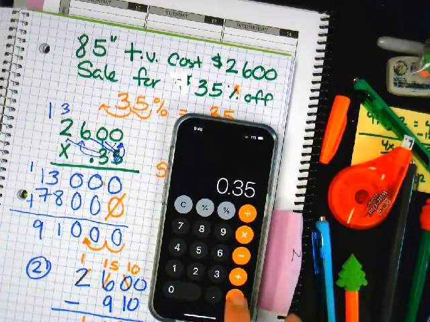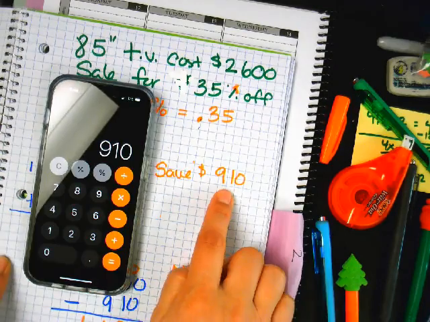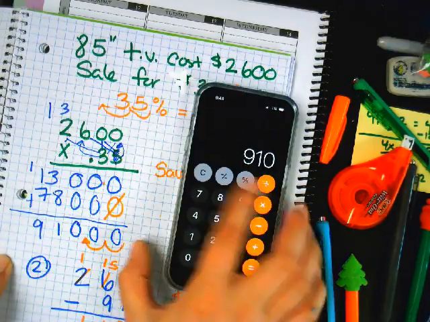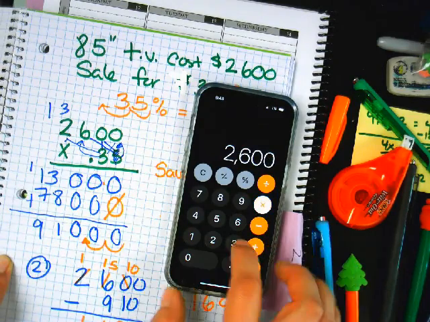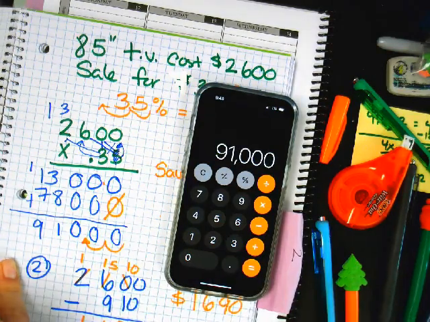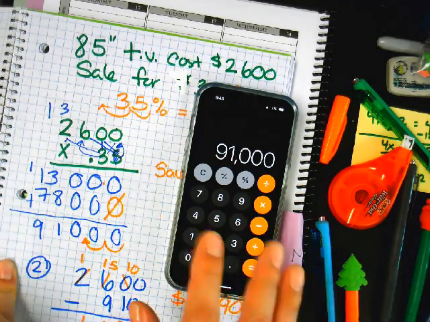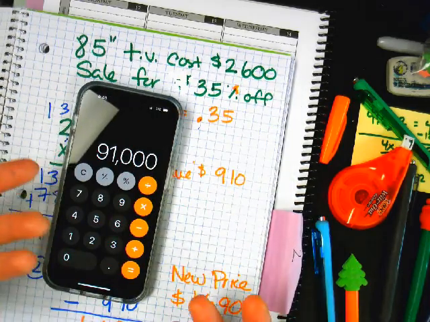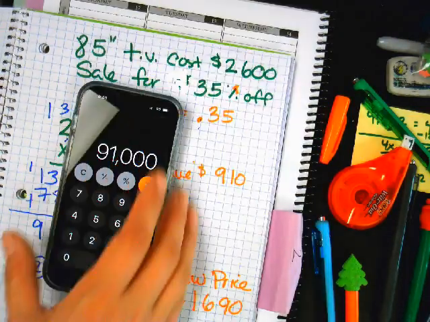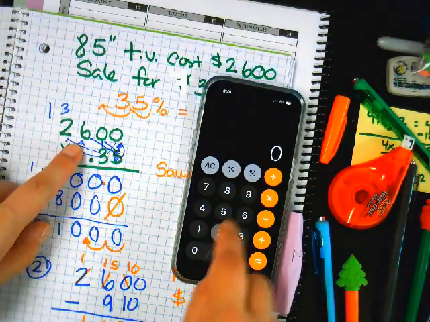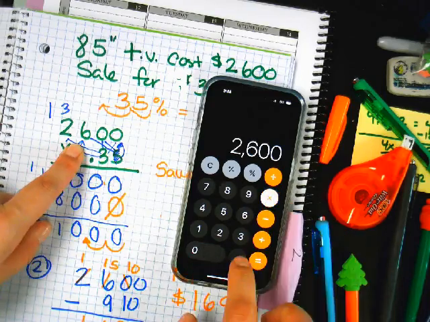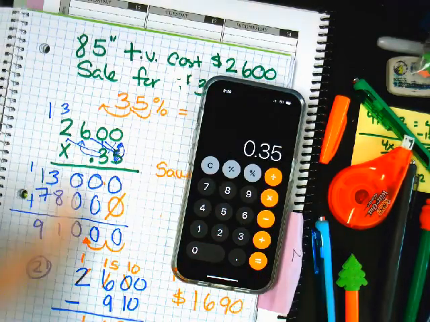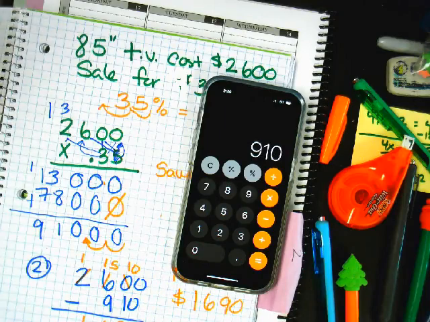0.35. Did I get 910? I did, right? But what if I make a mistake and don't type in the decimal? Do I get the right answer? No. You have to be very careful when you type in. If we're using a calculator, but you don't type in the numbers correctly, you're not going to get the right answer, right? So even if you're using a calculator, you still have to know how to use your calculator. So here I have to make sure that I do 2,600 times 0.35. If I don't type in the 0.35, I don't get the right answer, okay?